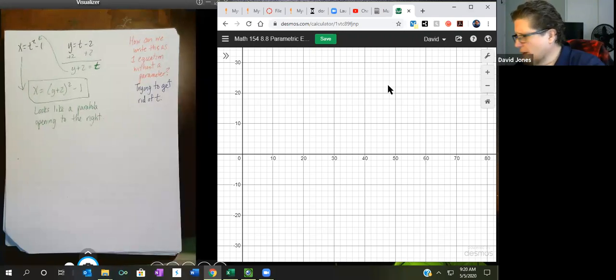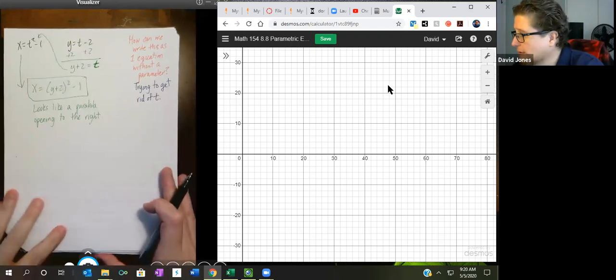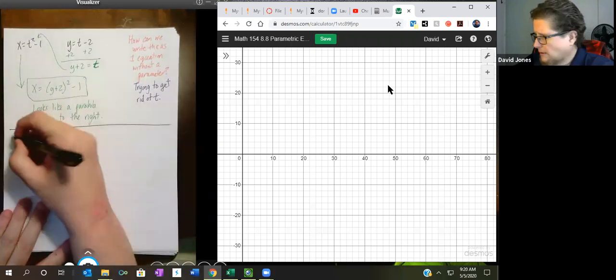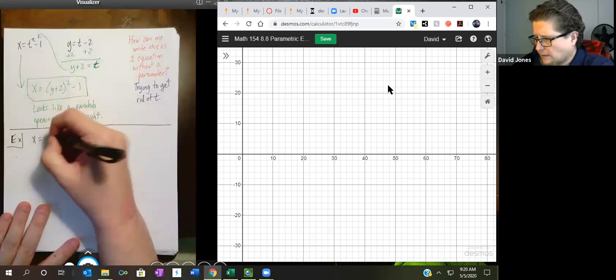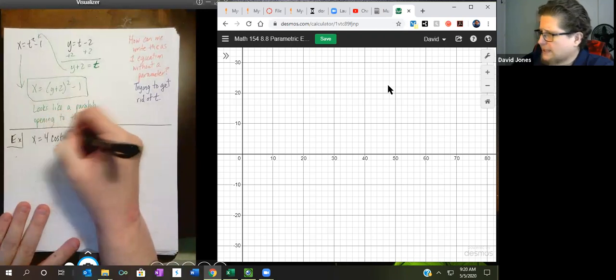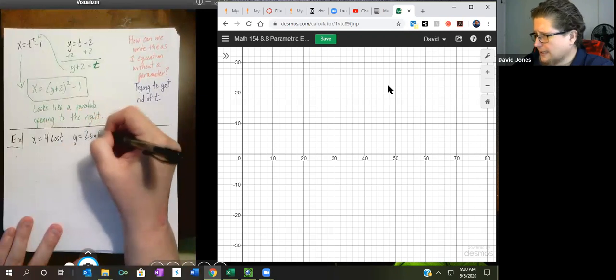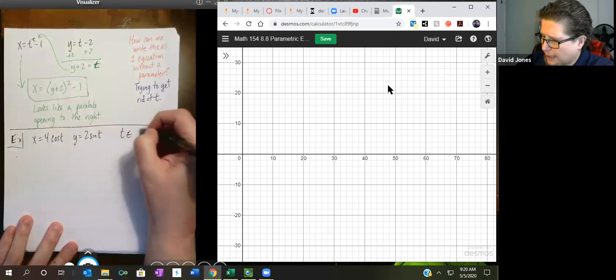Let's take a look at, okay, that had just a regular equation. Let's take a look at a parametric equation that's got trig functions in it. X equals 4 cosine t, y equals 2 sine t, and we'll go from t in 0 to 2 pi.